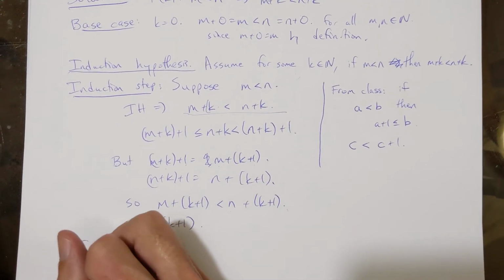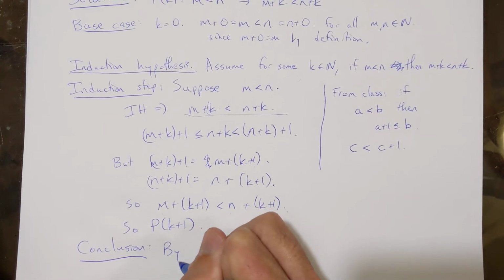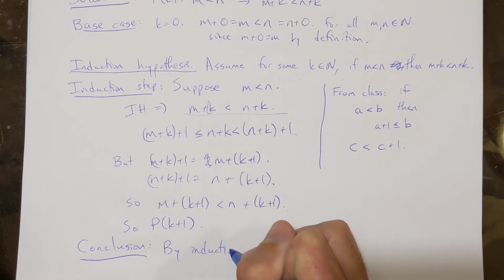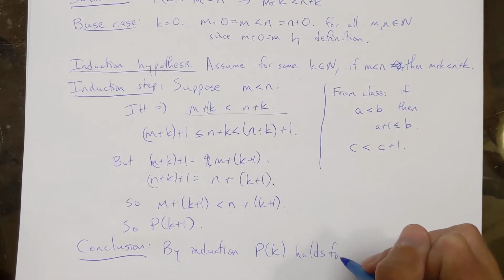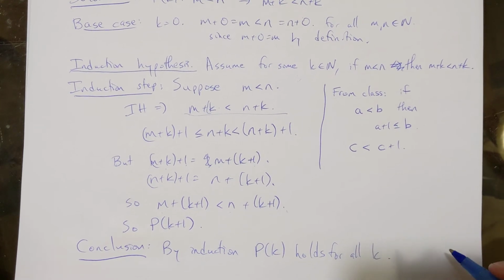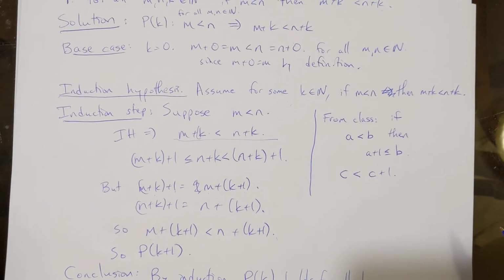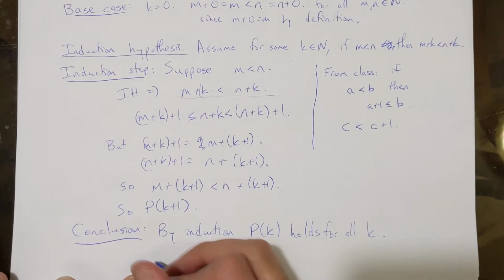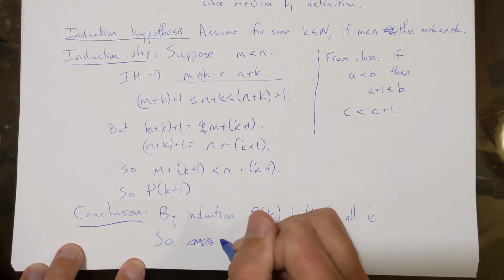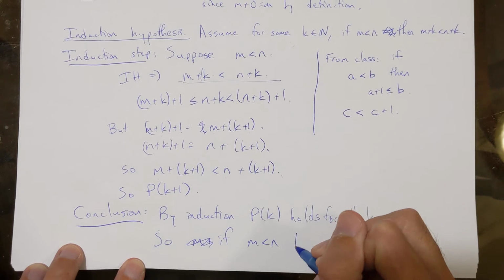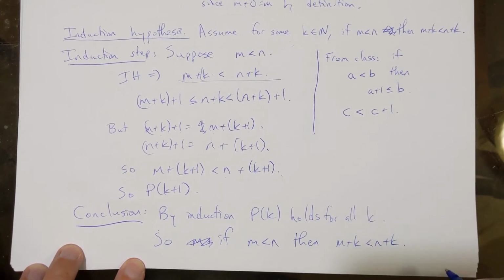And then our conclusion: by induction, P of k holds for all k, which is the statement here. I guess it doesn't hurt to rewrite that. If m is less than n, then m plus k is less than n plus k. QED.